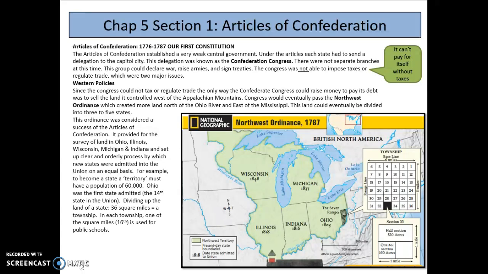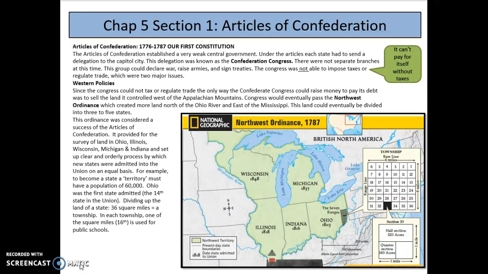It provided for the survey of land in the Ohio, Illinois, Wisconsin, Michigan, and Indiana, and set up a clear, orderly process by which new states were admitted into the Union on an equal basis. For example, to become a state, a territory, which is what you're called before your state, must have a population of at least 60,000. Ohio was the first state admitted, so it is the 14th state in the Union.